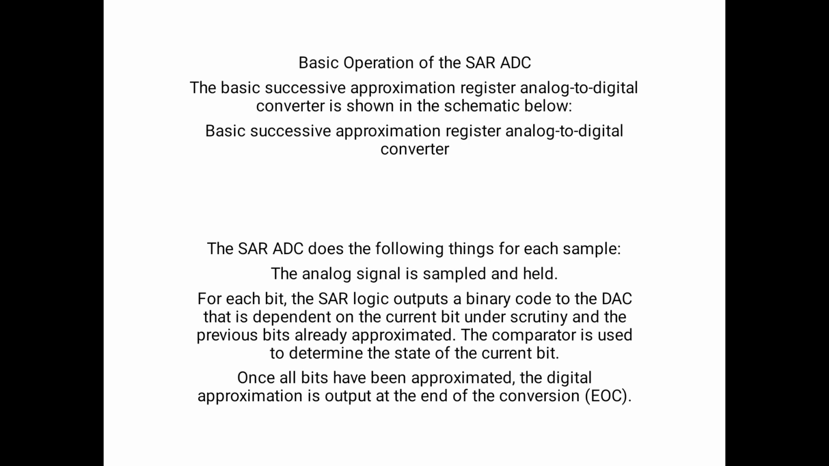The SAR ADC does the following things for each sample. The analog signal is sampled and held. For each bit, the SAR logic outputs a binary code to the DAC that depends on the current bit under scrutiny and the previous bits already approximated. The comparator is used to determine the state of the current bit. Once all bits have been approximated, the digital approximation is output at the end of conversion. EOC full form is end of conversion.